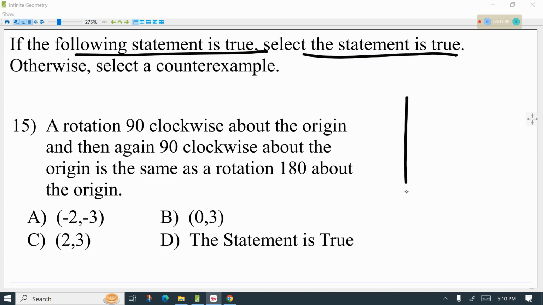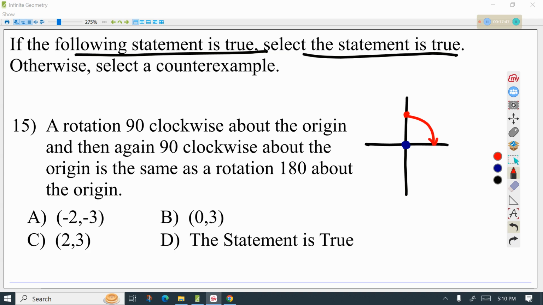If we look at it, it says a rotation 90 degrees clockwise about the origin. So if this is the origin, the blue point stays still. And let's say I take this point and rotate it 90 degrees clockwise. So that means I went 90 degrees that way, right? And then let's say I go another 90 degrees clockwise, okay? Notice that the red ended up right here, yeah? Is this thing the same as a rotation 180 about the origin?